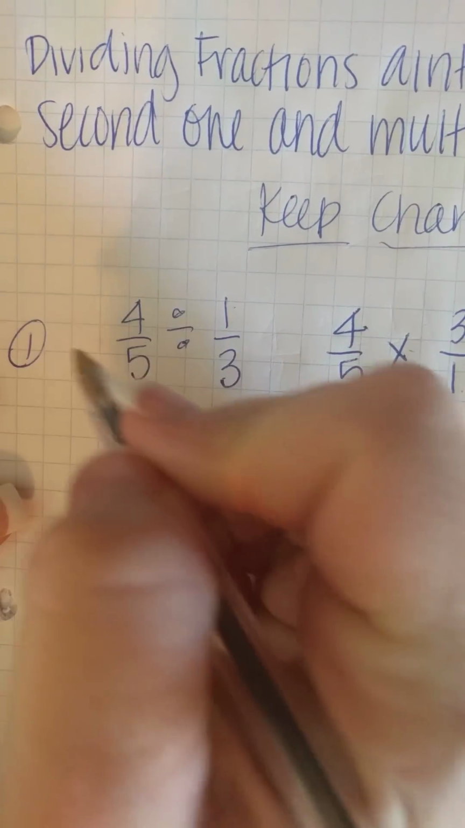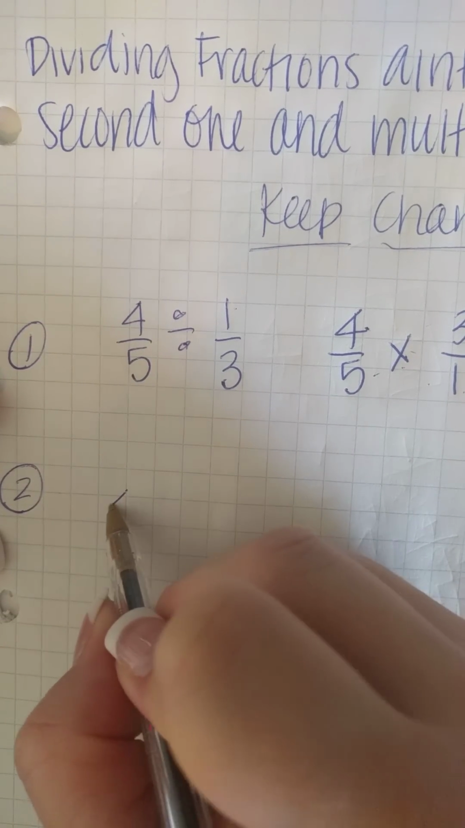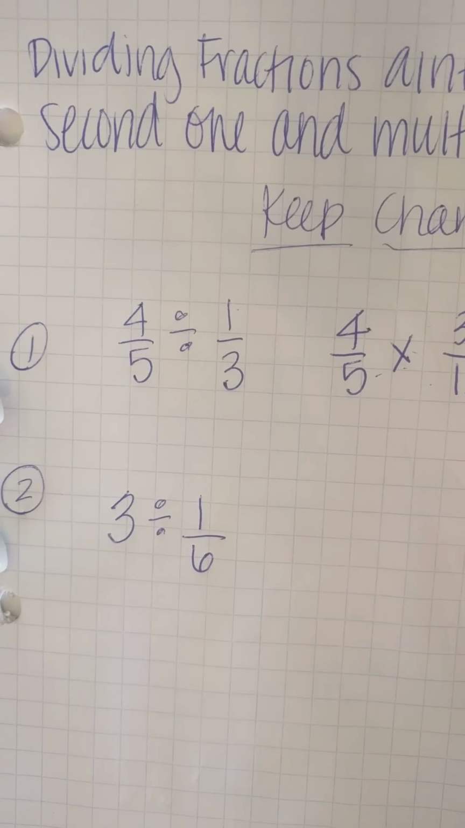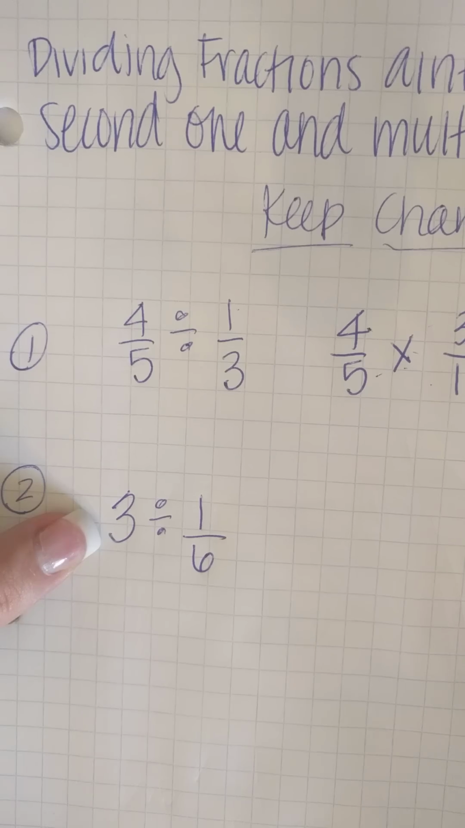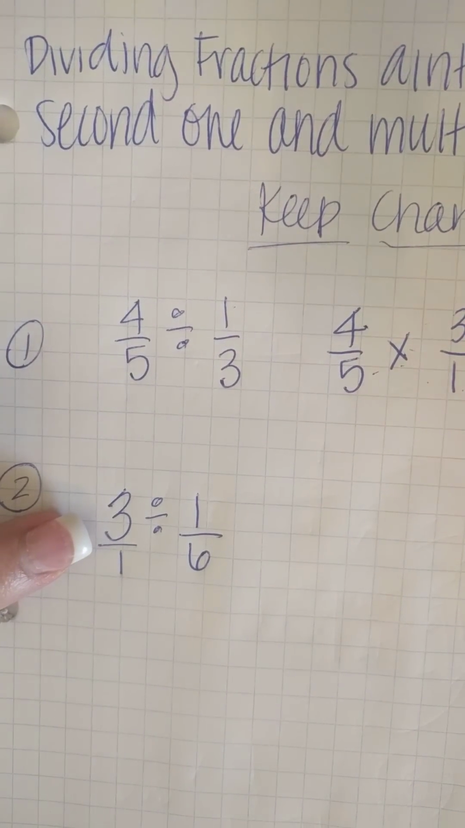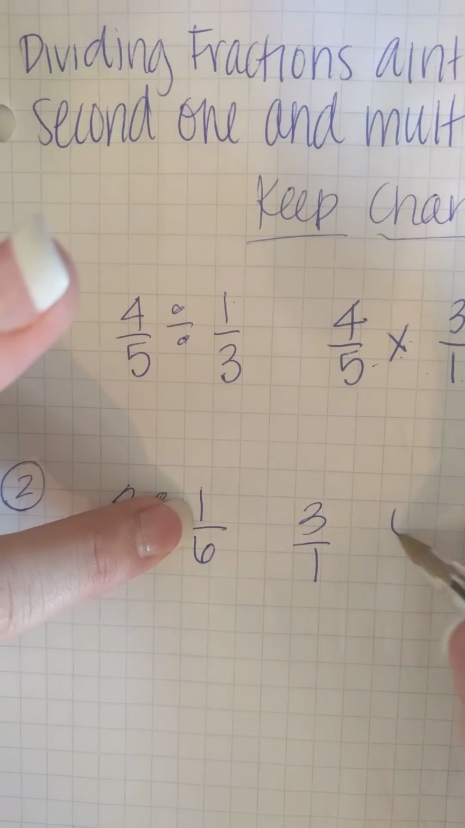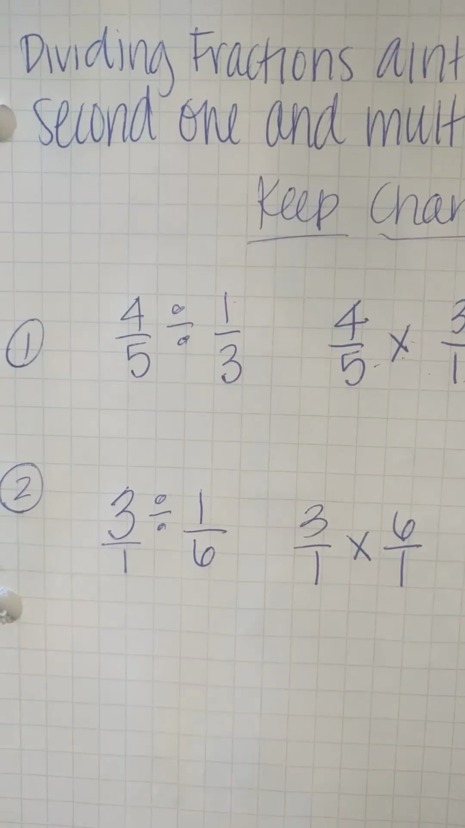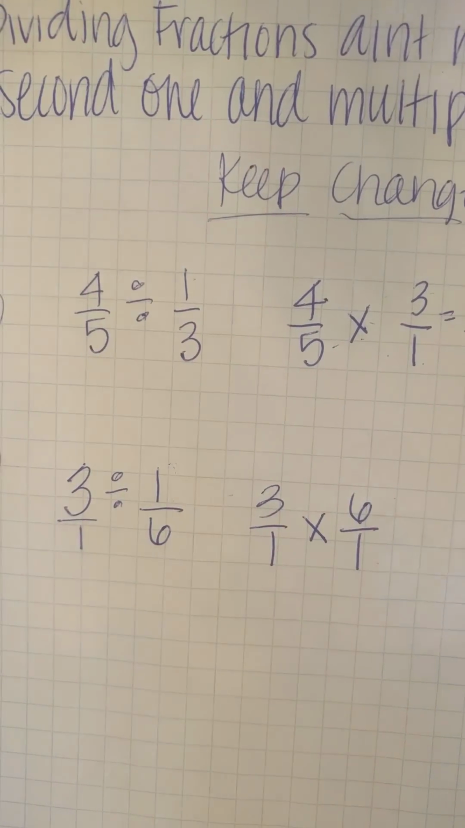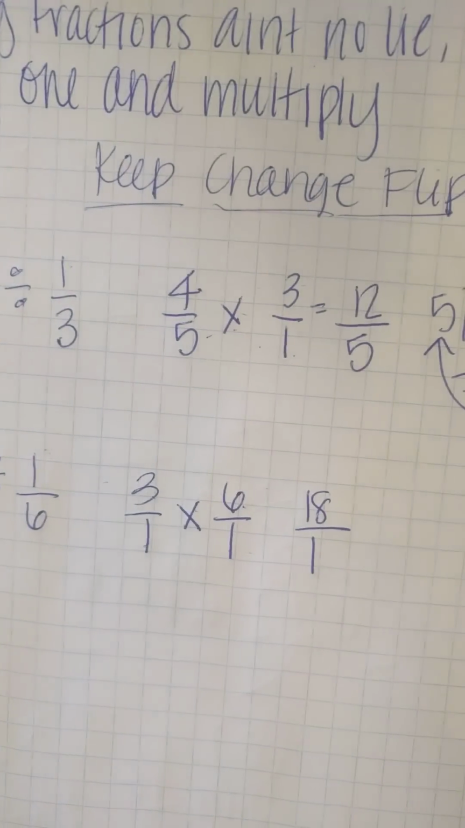So here's example problem 1. Example problem 2. I've got 3 divided by 1/6. Well, first things first, this is not a fraction. I have to change my whole numbers to fractions. So to do that, let's just put a 1 under it. Dividing fractions ain't no lie. Just flip the second one and multiply. So I flip the second one. 1 over 6 becomes 6 over 1. And then I multiply. Top times top and bottom times bottom. So that becomes 18 over 1.